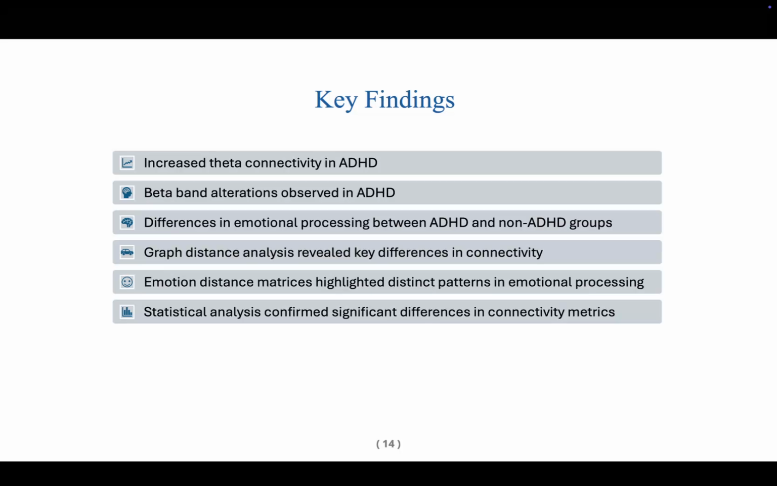These matrices highlighted a less distinct separation between emotional states, pointing to potential difficulties in emotional recognition and regulation in ADHD. Furthermore, graph distance analysis revealed key disparities in brain connectivity patterns across different frequency bands, particularly in the theta and beta bands, emphasizing the neurophysiological differences between ADHD and non-ADHD groups. Finally, statistical analysis confirmed these findings, demonstrating significant differences in connectivity matrices across all measures. These results not only validated previous research, but also offer new insight into the interplay between cognitive and emotional processing in ADHD, providing a foundation for targeted interventions and further study.